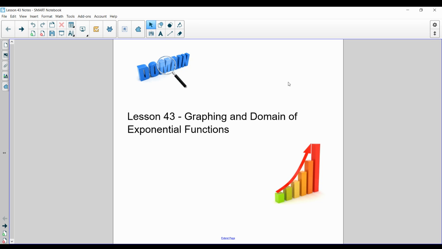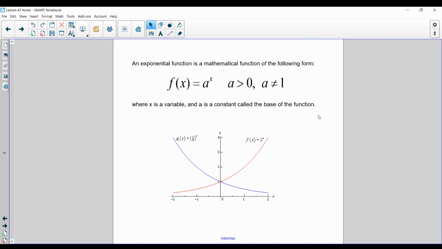All right, chapter 6, lesson 43 is going to be on graphing and domain of exponential functions. So when you graph an exponential function, this is what they will look like. The one that's in red would be anything like 2 to the x, 3 to the x, 4 to the x, 10 to the x.